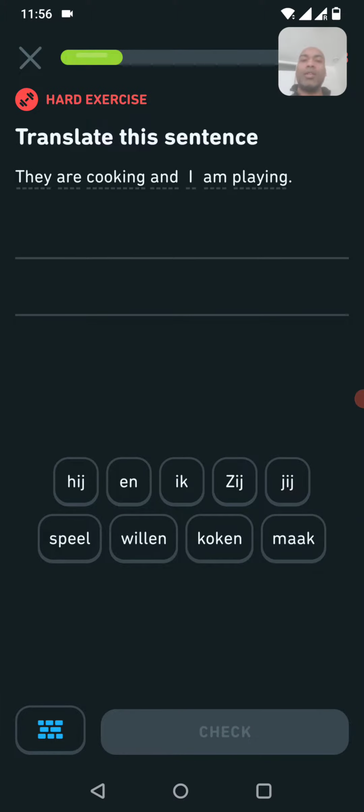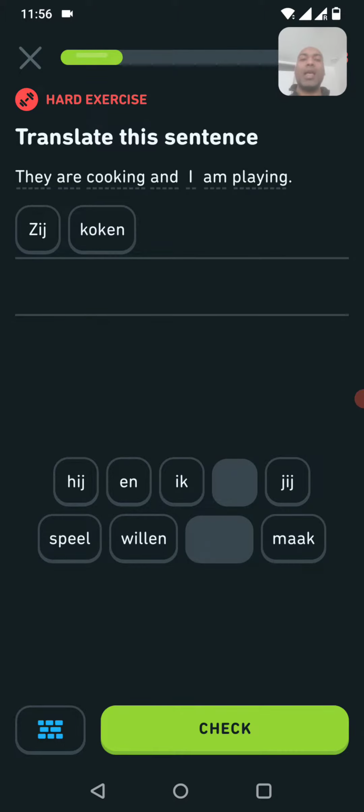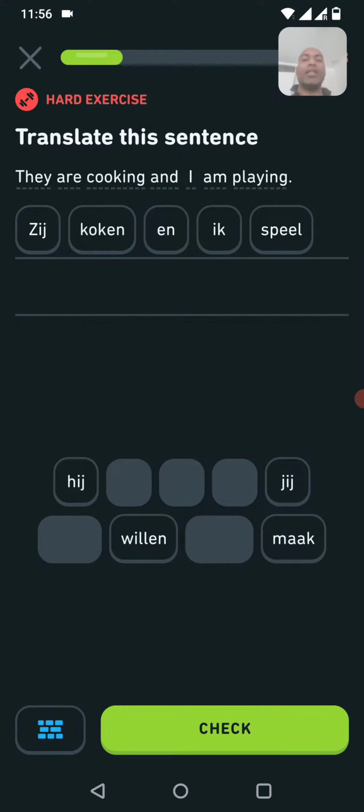They are cooking. Zij koken. En ik speel. Speel.